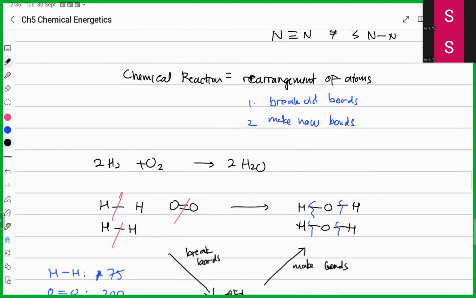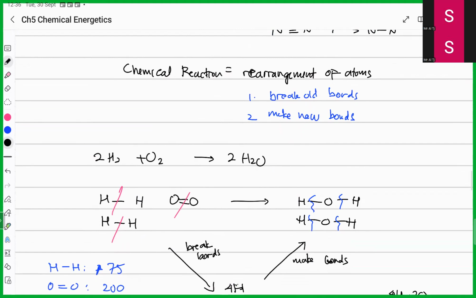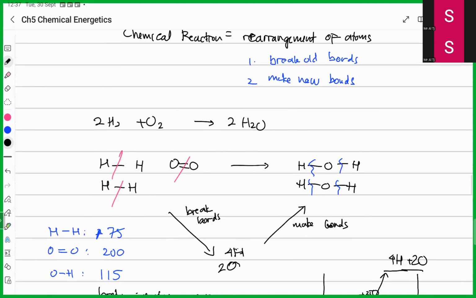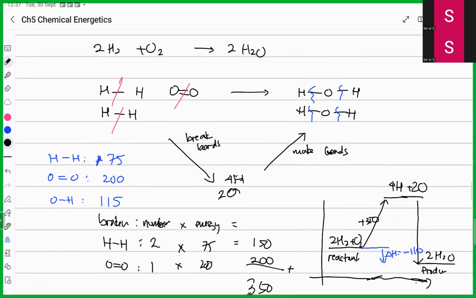Okay, now we're going to the calculation between enthalpy and bond energy. Because chemical reaction is arrangement of atoms, we can depict chemical reaction as a 2-step process. First, we're going to break the old bonds, and then we're going to make new bonds. Classical example here is hydrogen and oxygen going into water. Please make sure that the reaction is balanced first. Balanced chemical reaction is important for correct calculation.